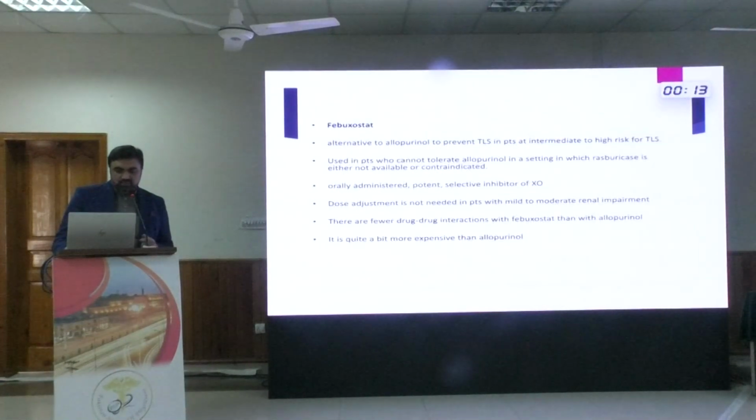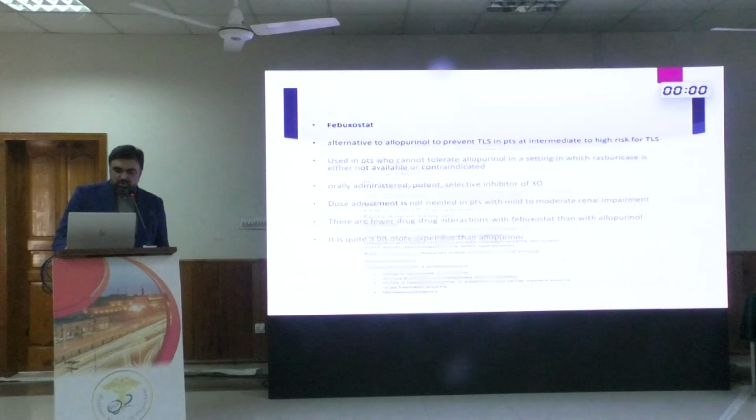Febuxostat is an alternative to allopurinol to prevent TLS in patients at intermediate to high risk for tumor lysis syndrome. It is given orally and is a potent selective inhibitor of xanthine oxidase. Dose adjustment is not needed in patients with mild to moderate renal impairment, while with allopurinol the dose should be adjusted as per the renal derangement. And there are fewer drug-drug interactions with febuxostat than allopurinol.